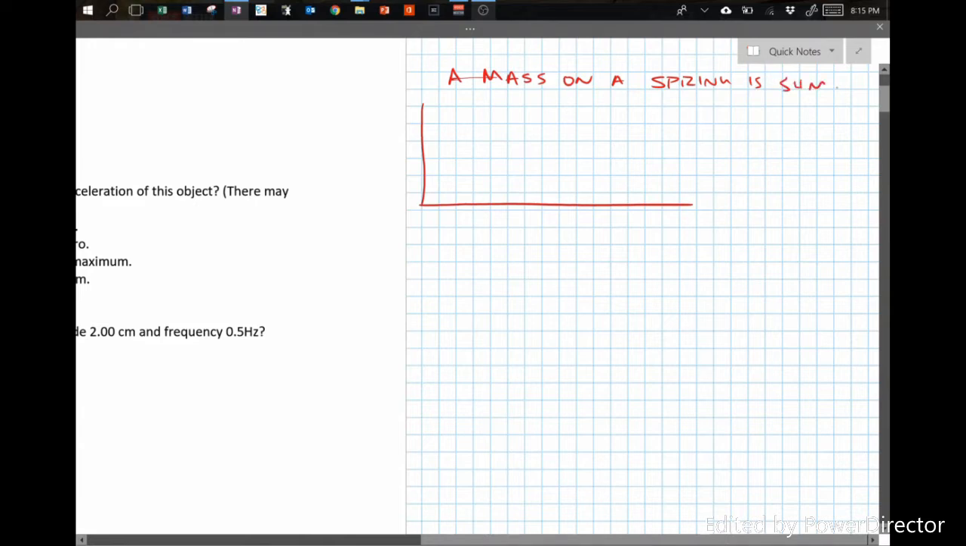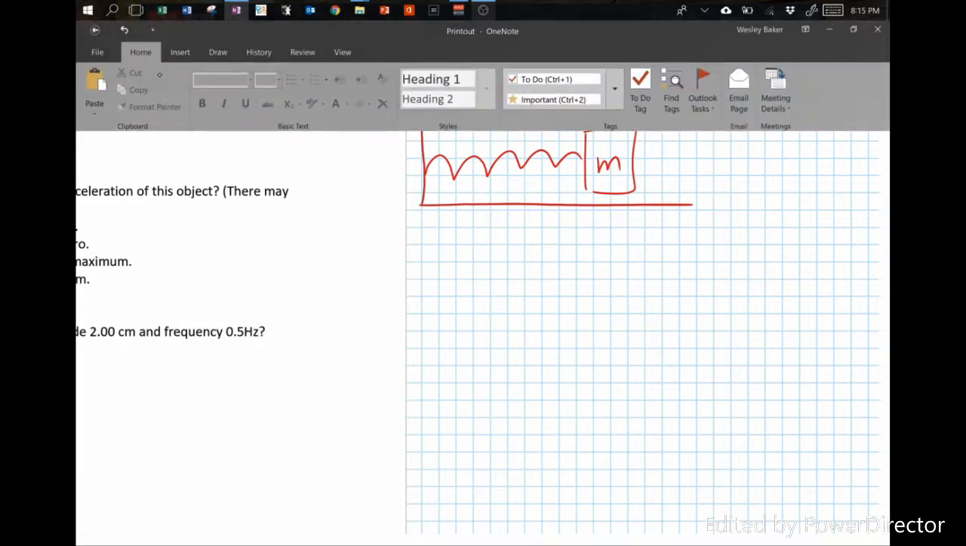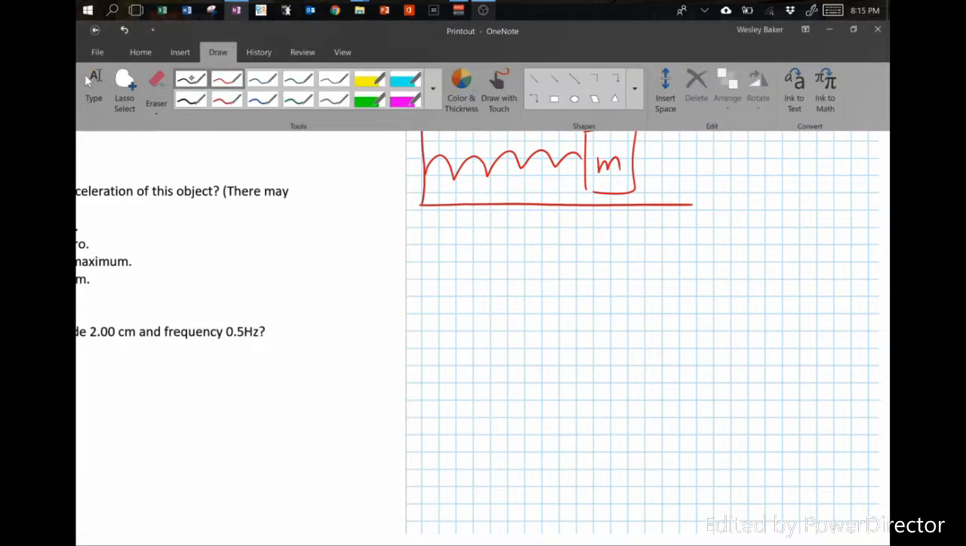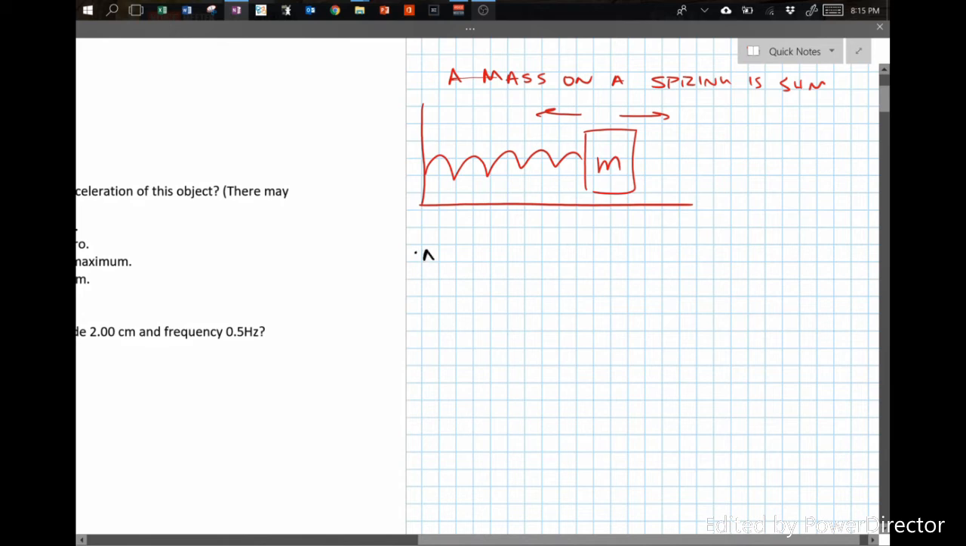A mass on a spring is simple harmonic motion. So let's say we have a spring holding a mass. That thing is going to bounce back and forth. Now here are a couple alwayses for simple harmonic motion. For simple harmonic motion, the object always moves because of a restoring force.